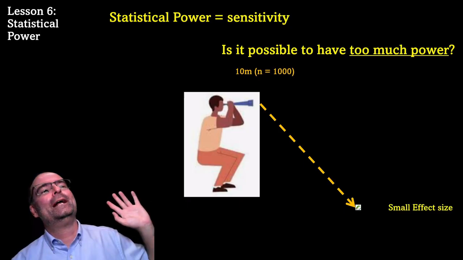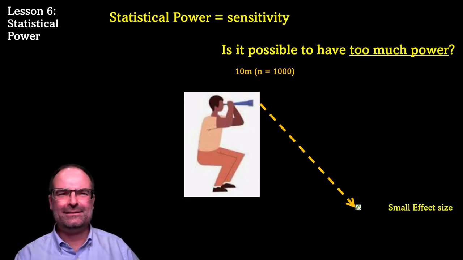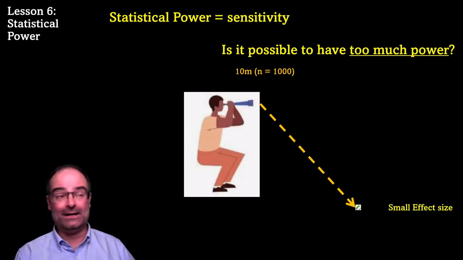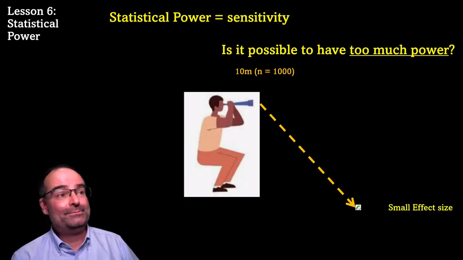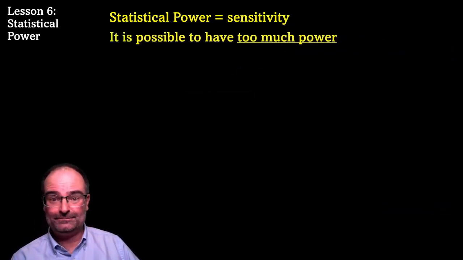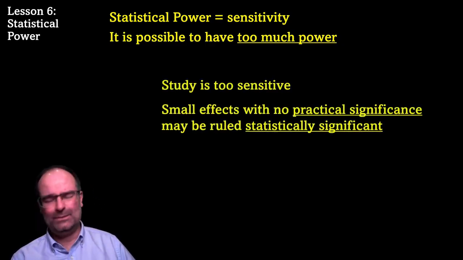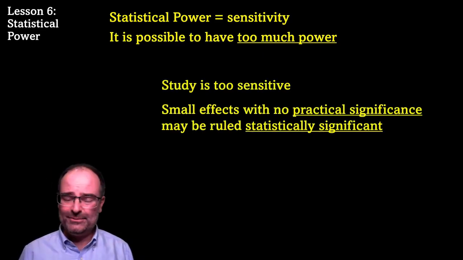Anyway, more is better with sample size, isn't it? This is the naivety of young researchers learning about science. More is always better. No, it is possible to have too much power. Why would too much power be a problem? Well, if you have too many participants, too much power, then your study is too sensitive.